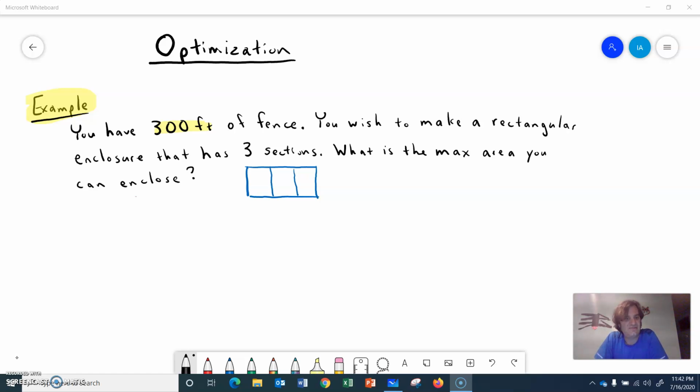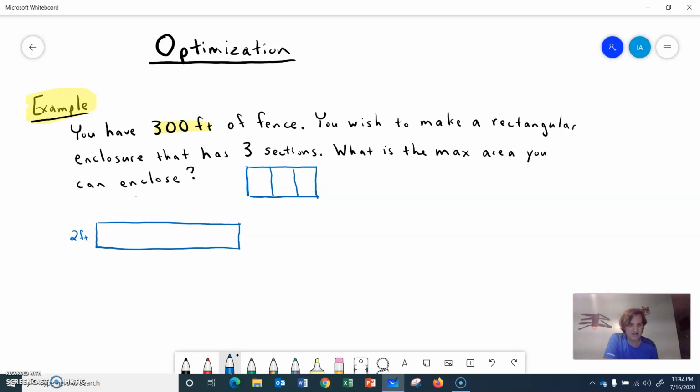Or maybe you're trying to divide up your garden into 3 sections, but you have to put a fence around it to keep some animals out. Let's see here. So what is the max area you can enclose? Well, let me do a little bit of a description here, or a little bit of trial and error. So let's do something kind of silly here. Let's start off with the fence and let's make it 2 feet wide. So if we use all 300 feet of fence, it'll be 2 feet wide and it'll be really long.